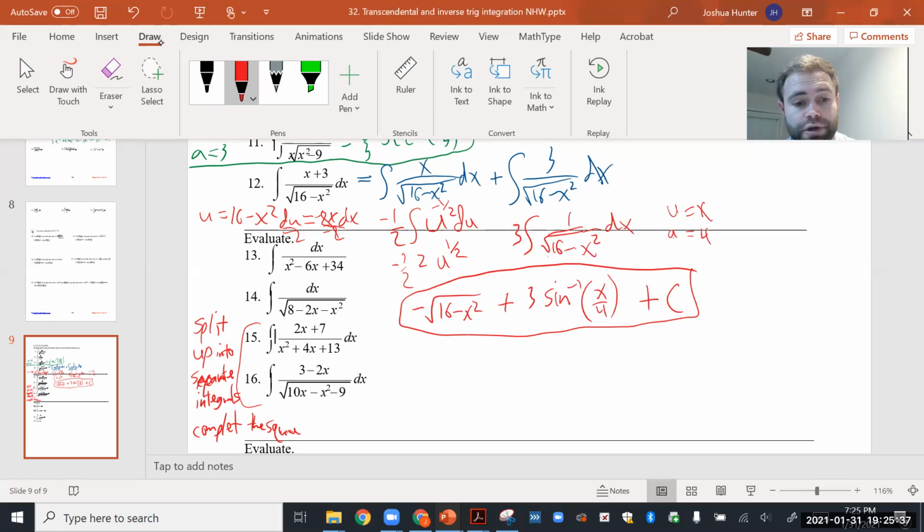Yeah, 14 and 16, pretty sure both of those require, actually, I think all three of these require completing the square. Maybe I should have had these after completing the square lesson.